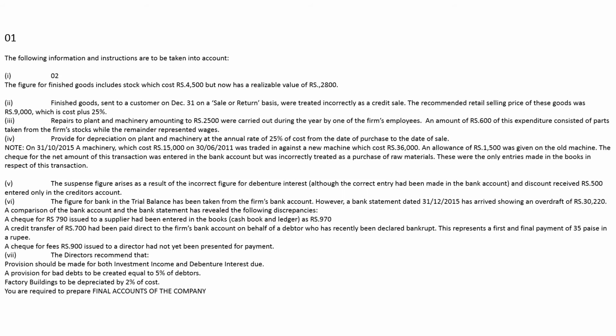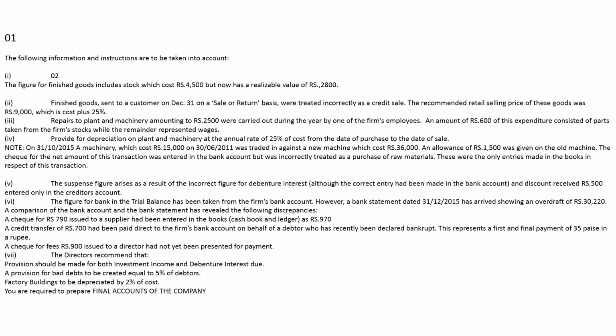A check for rupees 790 issued to a supplier had been entered in the cash book as rupees 970. That there had been a mistake. The check was issued for 790, which we have entered in the books. Instead of bank, we have shown it in cash as rupees 970. That is, 180 we have shown more.